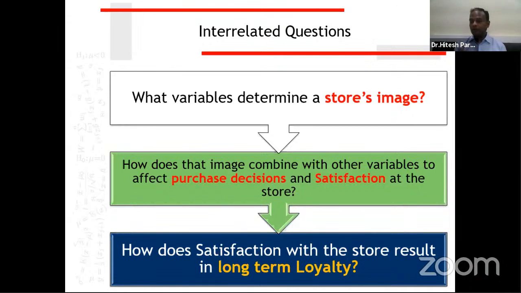Store's image is a construct which is represented by certain variables. Purchase decisions is a construct. Satisfaction is a construct. Long-term loyalty is also a construct. So this technique will give us the exact relationship among the constructs. Earlier we were dealing with the variables, but now we are dealing with the constructs. So it is a construct-to-construct relationship in which the dependent and independent relationships get translated from stage 1 to stage 2, from stage 2 to stage 3, and so on.